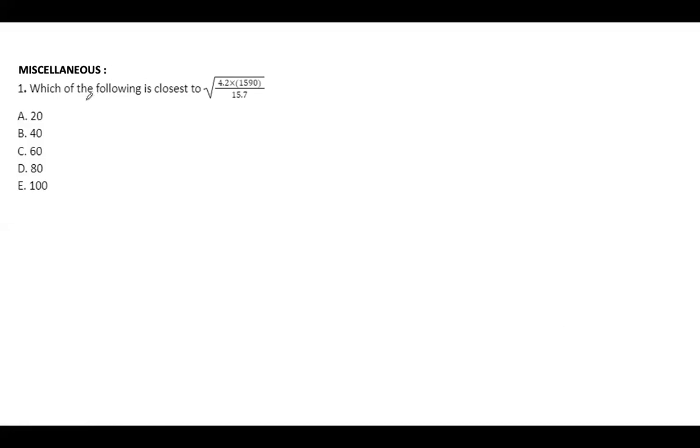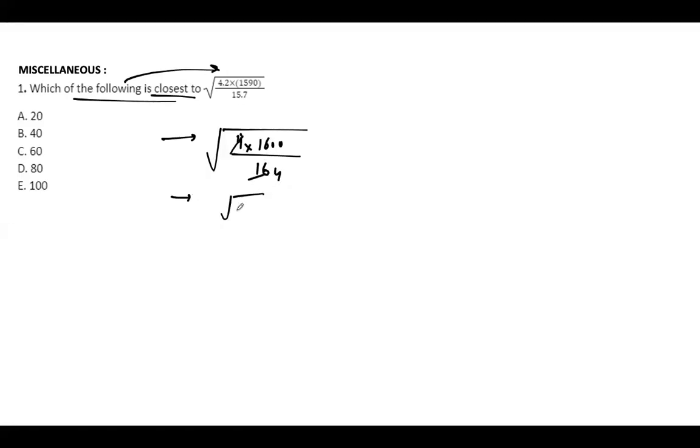Jyotishman, here we need to calculate an approximate value. The question is saying, which of the following is closest to under root of 4.2? So 4.2, you can assume it to be? I did it as 42. You can just assume it to be 4. Closest approximate value, right? 4 4s are 16, under root of 400 is 20. So I'll say this was easy.